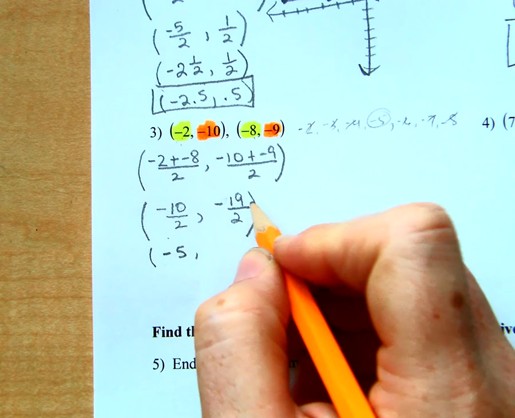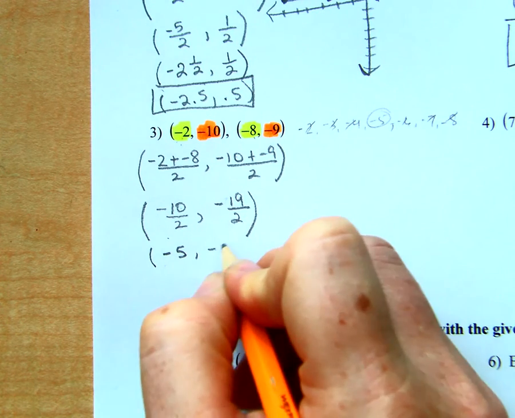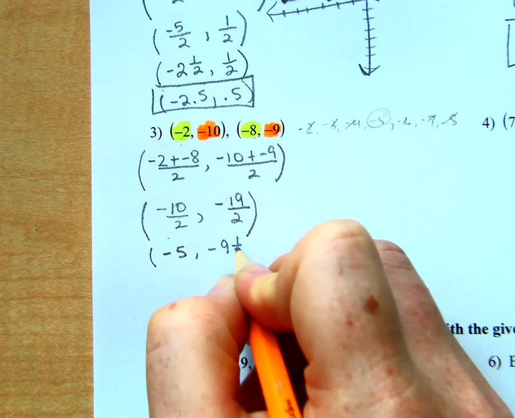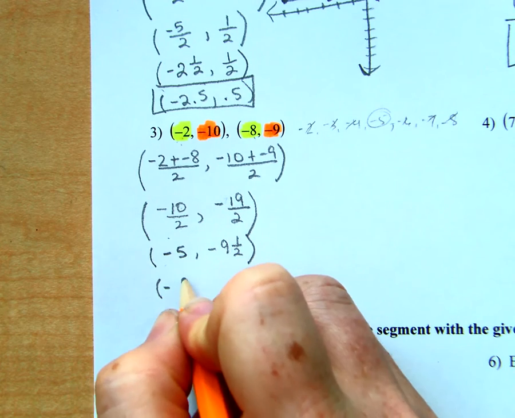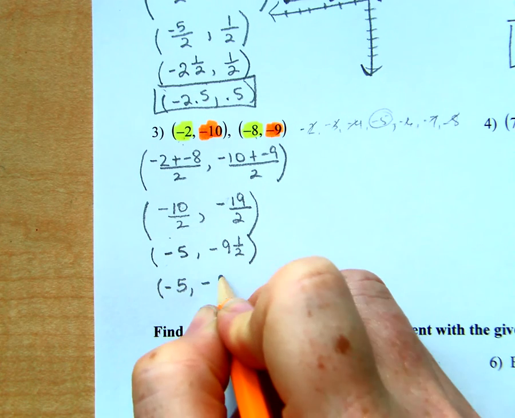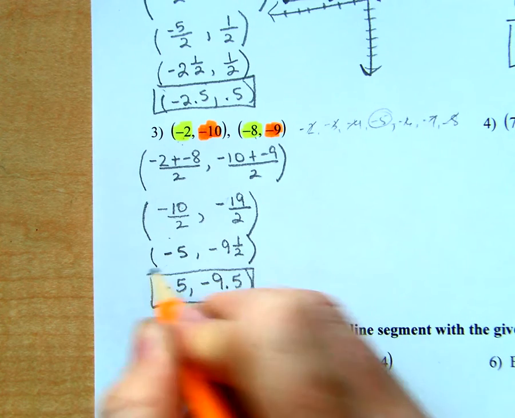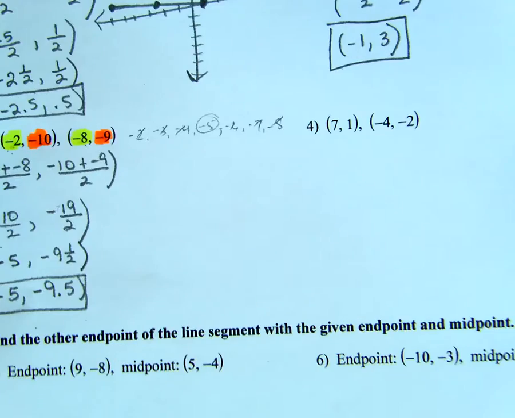And this doesn't divide evenly, but I could turn it to mixed numbers. 2 goes into 19 9 times, right? Because 2 times 9 is 18, leaving 1 left over. And then, of course, I could do decimals if your preference is decimals, and that would be negative 5, and then negative 9.5. Okay. And again, I'm not going to graph that this time, but you could, of course, graph the 2 points and then check to see that that's actually in the middle, right?